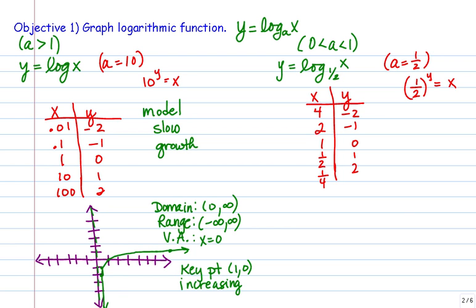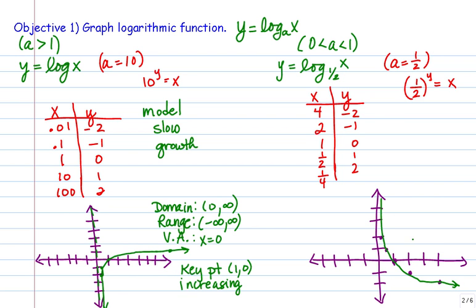Okay, so now when we graph this one, for -2, it's here, (4, -2), (2, -1), (1, 0), (1/2, 1), and (1/4, 2). So connecting these points, we get this graph.